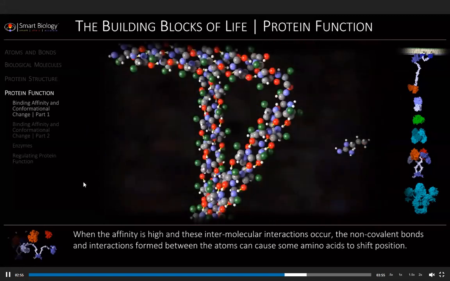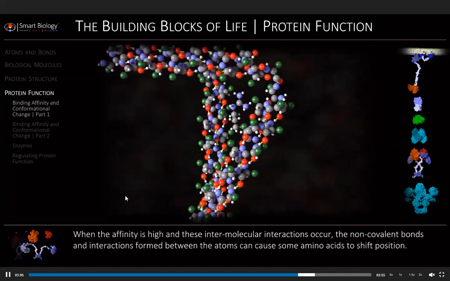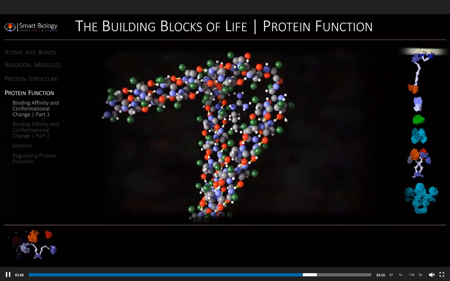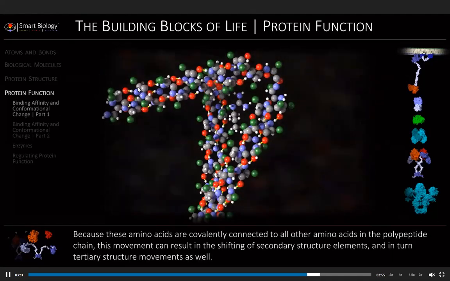When the affinity is high and these interactions occur, the non-covalent bonds may cause some shift in the position, in the structure of the protein. Because these amino acids are covalently connected to other amino acids, so we are talking about the peptide bond here, each amino acid is covalently joined to the next amino acid. We learned that at the start of the lecture. This movement can cause a shift in the secondary structure, right?